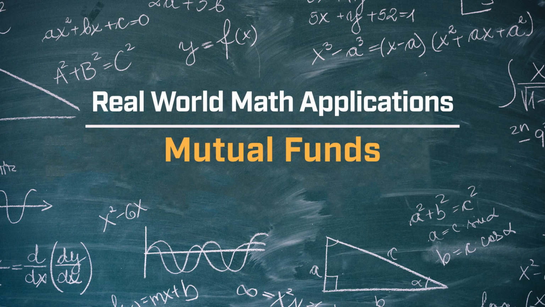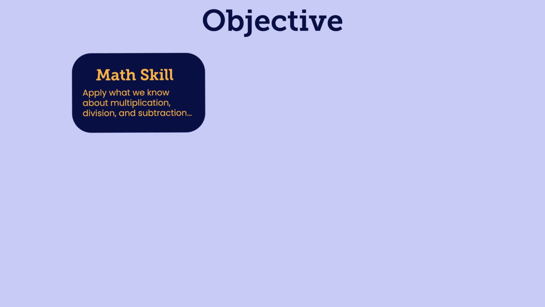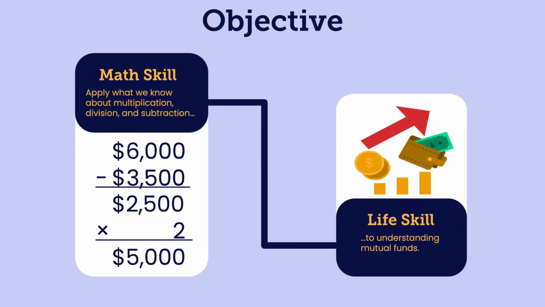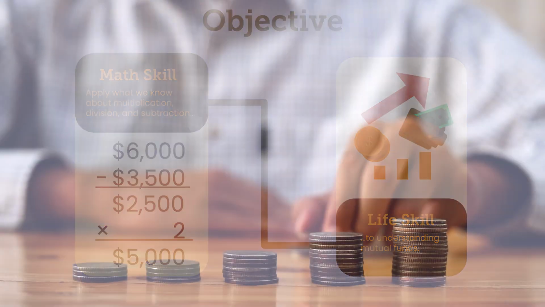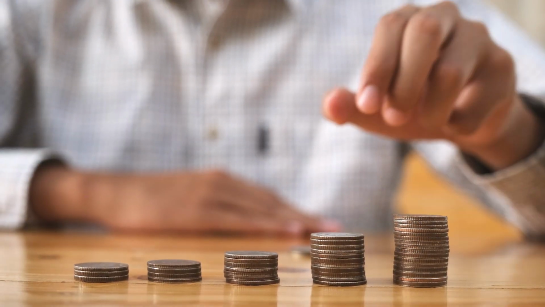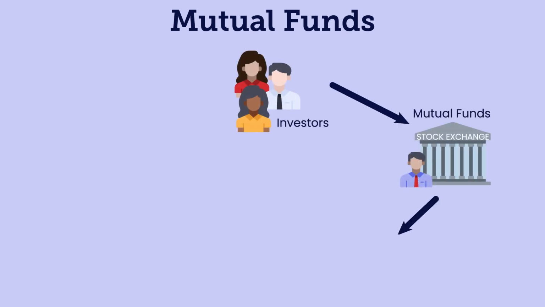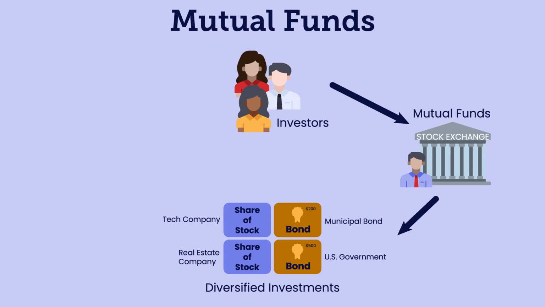In today's lesson, we will discuss mutual funds. The goal of this lesson will be to apply what we know about multiplication, division, and subtraction to understanding mutual funds. Mutual funds are a type of investment. In a mutual fund, money from multiple investors is pooled together and used to buy a diversified portfolio of different stocks. An investor works with a fund manager and buys shares in a mutual fund.